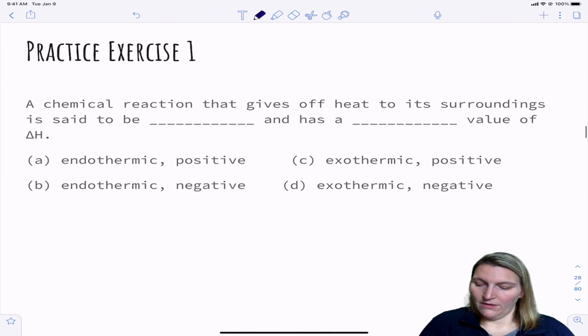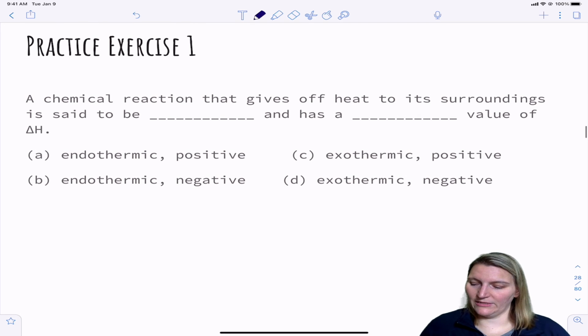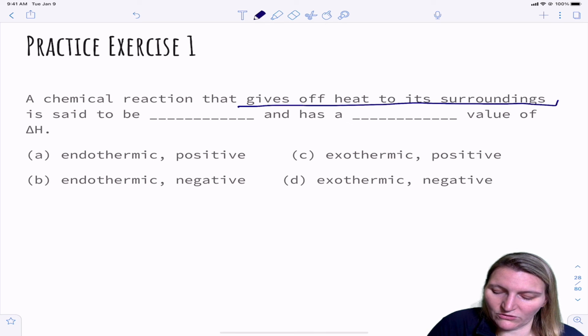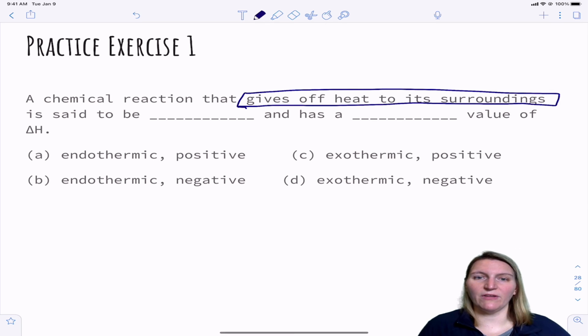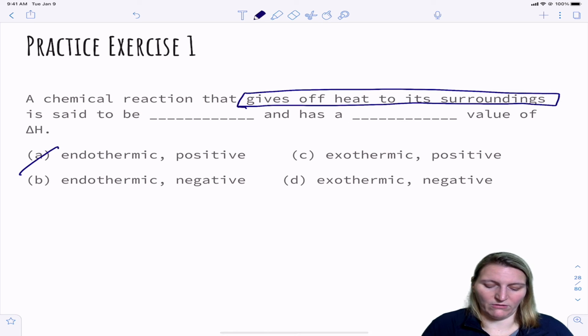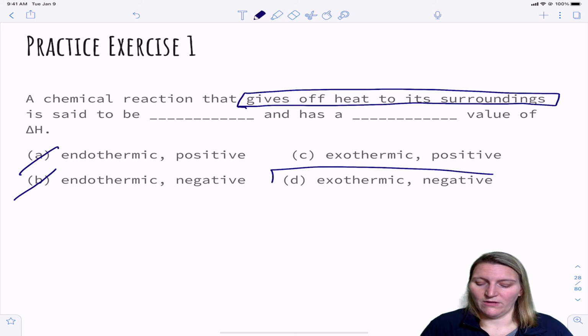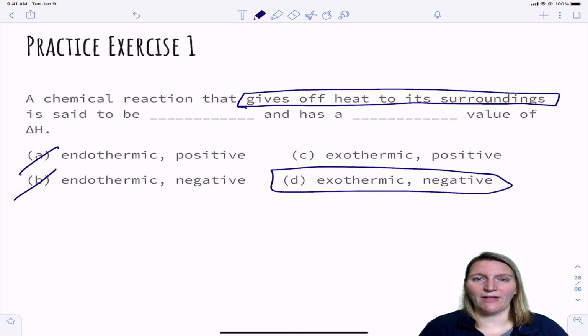The last practice exercise here says a chemical reaction that gives off heat to its surroundings is said to be blank and has a blank value of delta H. So it gives off heat to its surroundings. Think of it: would this feel hot or feel cold? It would feel hot. And so we know reactions that feel hot are, of course, exothermic. So I can cross those off. And exothermic is a delta H of less than 0, because it's giving off energy.